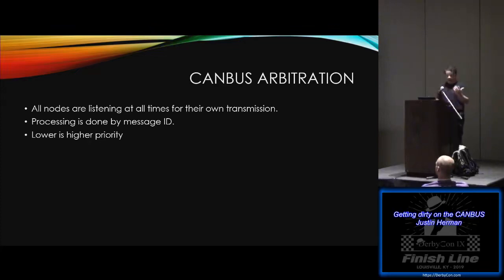So when 2 nodes on the network identify a collision, or as they're processing through, they need to arbitrate who's going to actually transmit. They will listen for their own transmission, and then after they have waited the allotment of time, they will go ahead and process based on their message ID. Lower message IDs receive a higher priority.